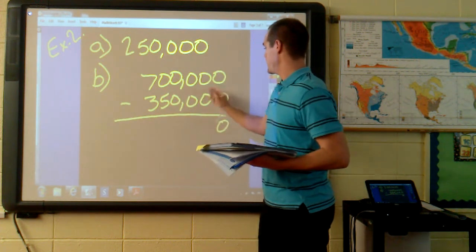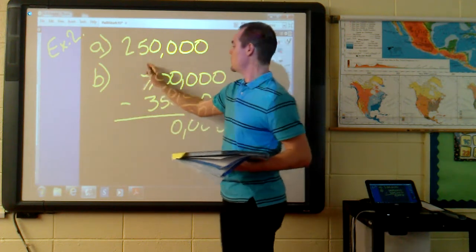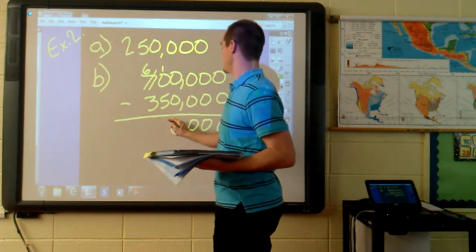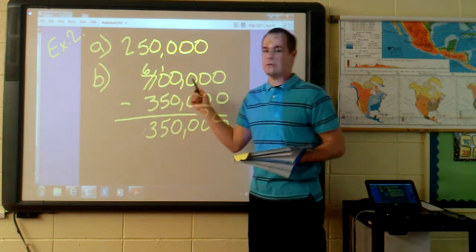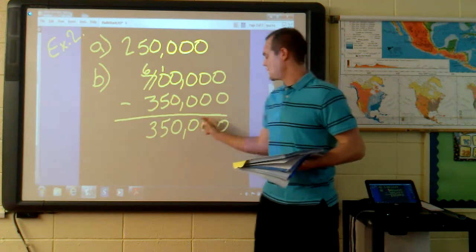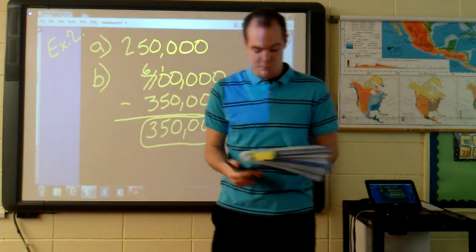Okay, to find out the difference between the population in 1950 and the population in 2000. Of course, 0 minus 0. Here we have to borrow. 10 minus 5 is 5. 6 minus 3 is 3. The difference in population between 1950 and 2000 was 350,000. And that'll be your answer for part B of example 2.